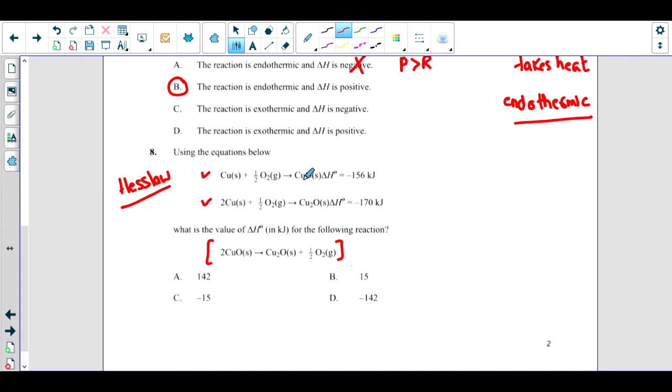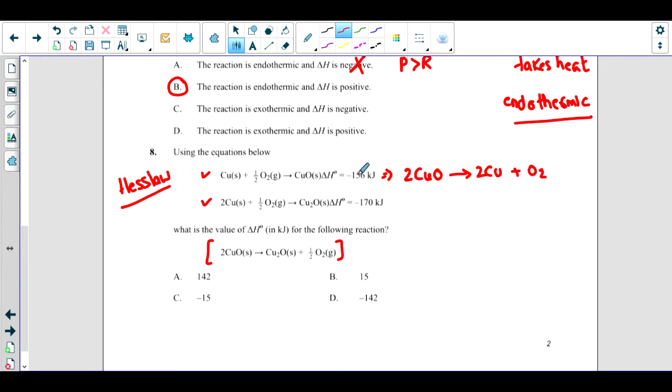So what I will do is flip the equation and also multiply it by 2. Why? Because I need 2 CuO. Here I have one CuO, so I flip the equation and multiply it by 2. So this equation becomes 2 CuO gives us 2 Cu, and half becomes O2.